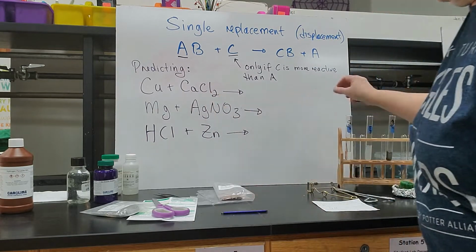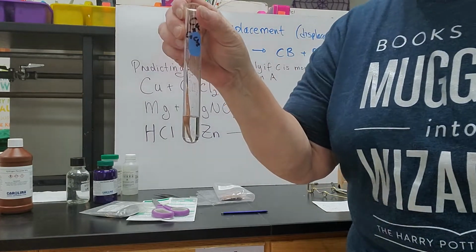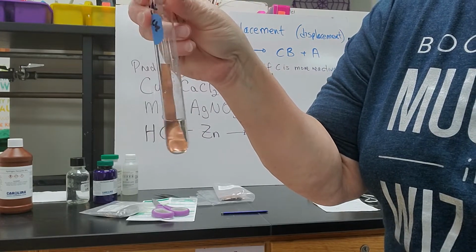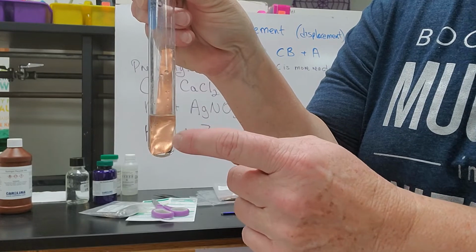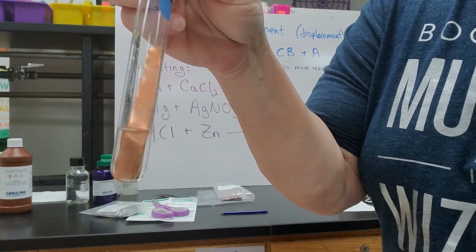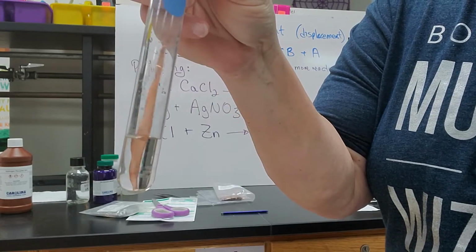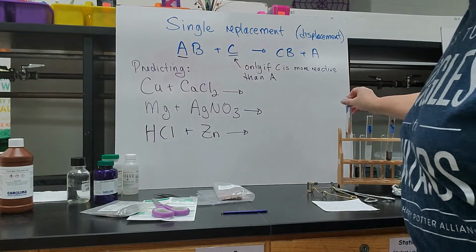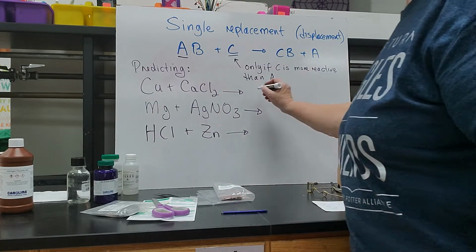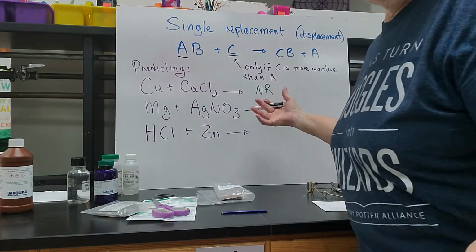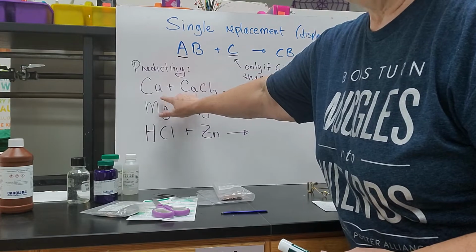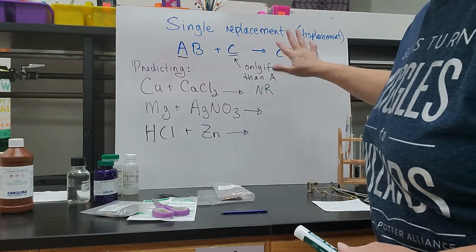All right, now I have here, this has been sitting around for quite a while, about 20 minutes. And if you'll notice, I've got the calcium chloride solution, I have the copper piece of metal, and I see no reaction at all. Nothing's happening. So we predicted no reaction, and that is what we got. And so you're going to put no reaction. You're not going to have any products because these two are going to stay the same. And over here you just write no reaction, or you could write NR.